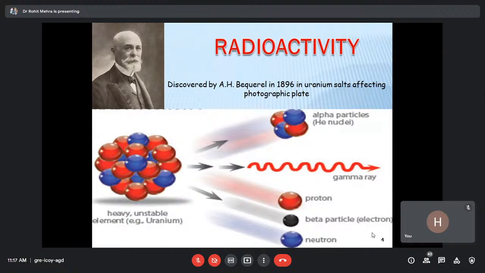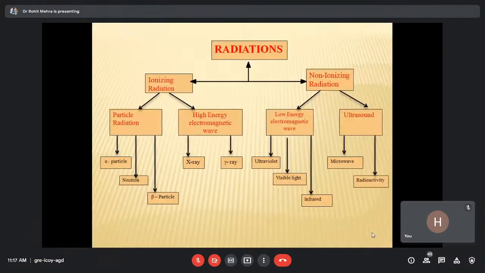So a very famous reaction which everybody knows is the uranium fission reaction, where uranium decays to form barium and krypton, and neutrons, and a lot of energy is emitted. So on the basis of this, we have categorized the radiations into different categories. One is the ionizing radiations, another is the non-ionizing radiations.